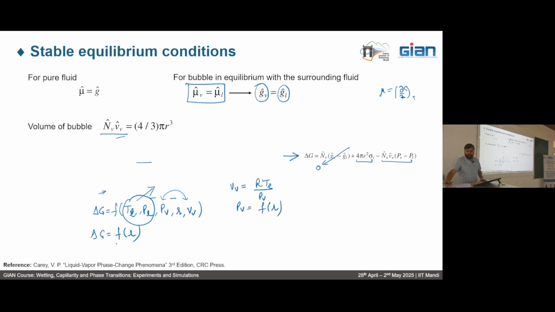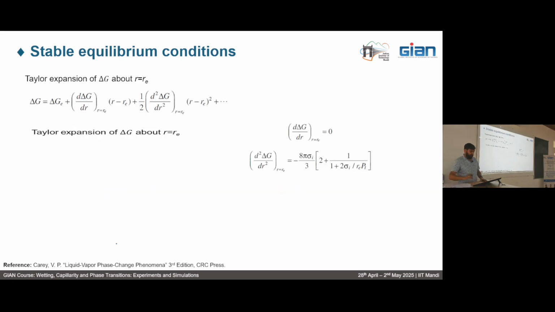So now again expanding the delta G here, the Taylor expansion of delta G around R is equal to Re, what we get is delta G is equal to delta G at equilibrium plus d by dr of delta G at R is equal to Re times R minus Re plus so on. So we have just expanded the expression for the Taylor series of delta G about R is equal to Re. Now if we try to find the del G by del R, so that we can know if that's a point of inflection, you can see that d of delta G by dr at R is equal to Re comes out to be 0. It means that this is a point of inflection.